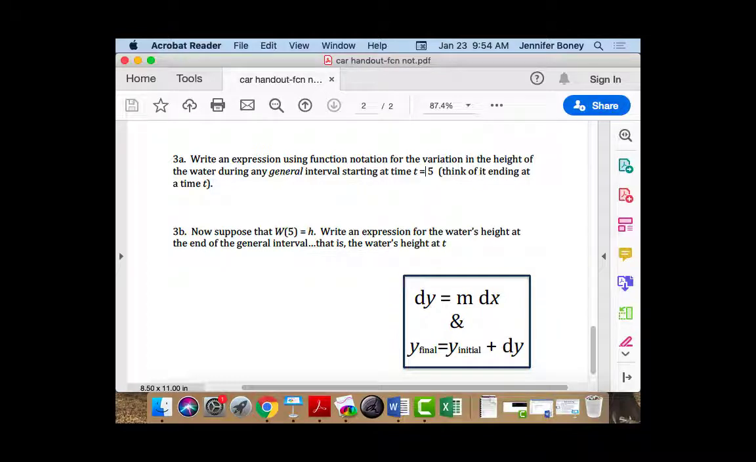And then 3b, again, now let's calculate the final value of the height. Find the value of the height at some mystery time lowercase h. Write an expression for the water's height at the end of that general interval, or in other words, at time t, which is sometime after time 5, apparently. But the key to all of this is these relationships, and you can use function notation to express any pieces of that, like y initial or y final that you want, if you don't have a specific symbol value or number value given.